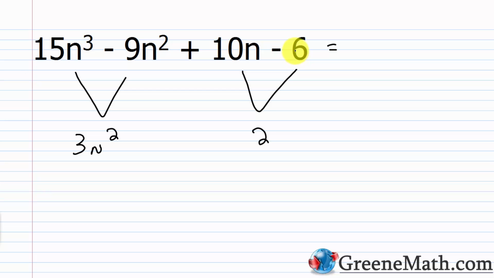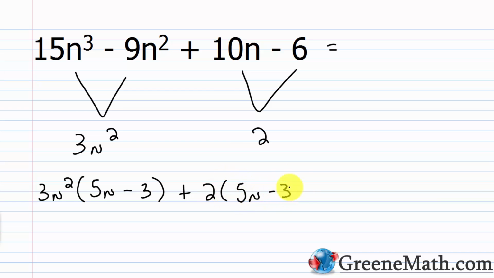So I already know that's going to work out, right? That's what you're going to do moving forward. You're going to do the groups here, right? You're not going to go through all the tedious process of writing everything out. You're going to do it mentally and then figure out what group is going to work. So I'm going to pull out, again, a 3n squared from that first group, and that's going to give me a 5n minus a 3, and then plus, I'm going to pull out a 2, and that's going to give me a 5n minus a 3.